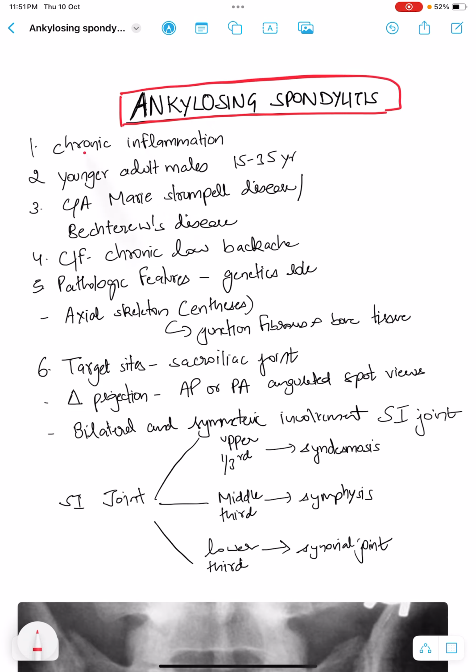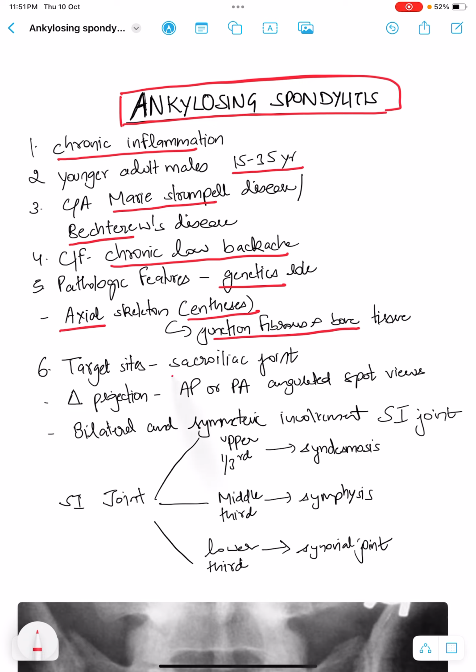It is characterized by chronic inflammation and affects younger adult males, that is the 15 to 35 years age group. It is also known as Marie-Strumpell disease or Bachelor disease. The patient complains of clinical features of chronic low backache. Genetics play a role in its pathology and it usually affects the enthesis of the axial skeleton. Enthesis is basically the junction between the fibrous and bony tissue.